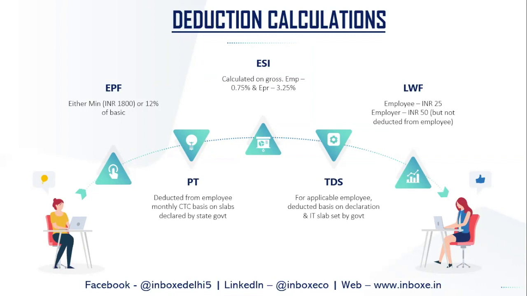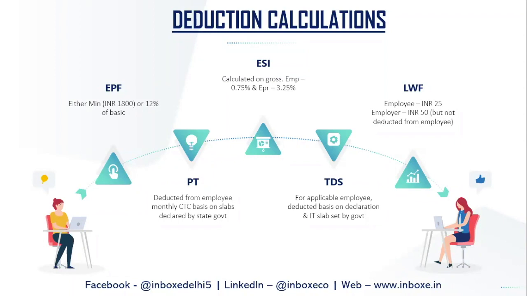All the percentages and all the amounts mentioned here are the current update from the government side. Earlier it was different, so this is the updated amount. Earlier for LWF the employee contribution was 10 rupees and the employer's was 20 rupees. So now it's 25 and 50. Everything is updated.